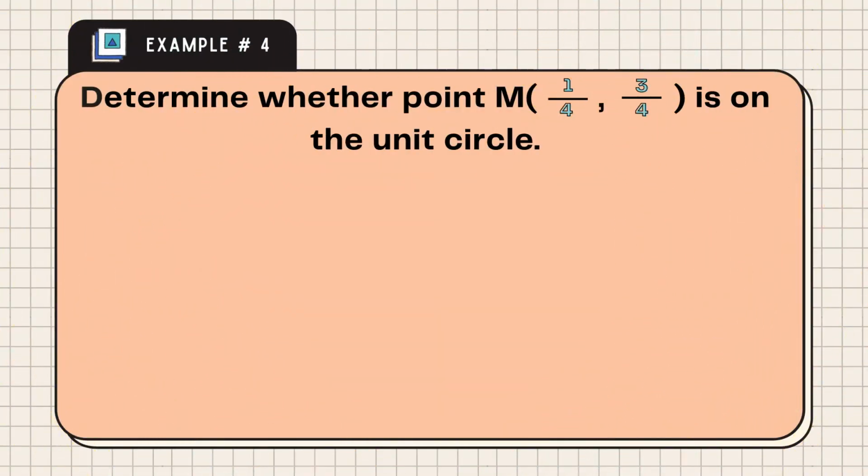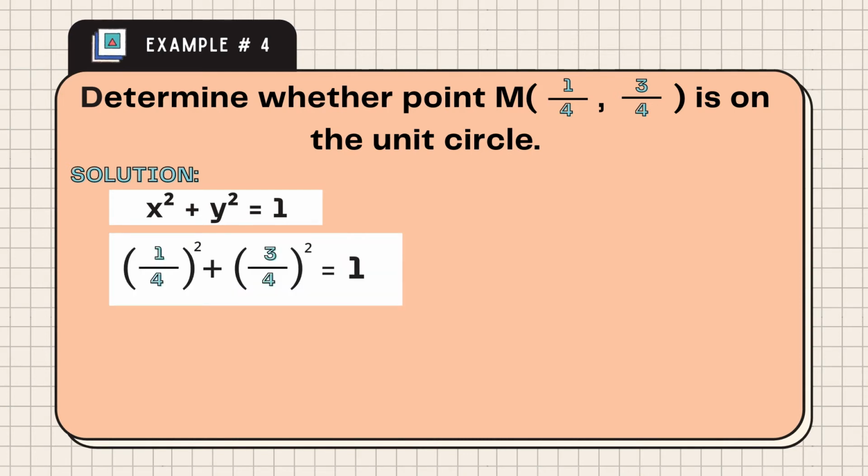So for our last example, we have to determine whether point M having coordinates 1 over 4, 3 over 4 is on the unit circle. To solve, we must remember the standard equation, which is x squared plus y squared equals 1. First, we must substitute the x and y coordinates in the equation. (1 over 4) squared plus (3 over 4) squared equals 1.